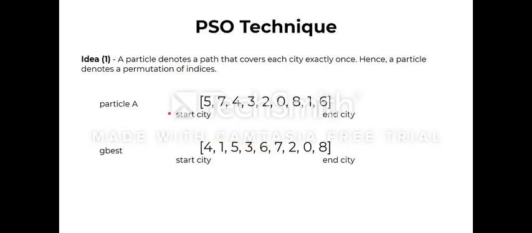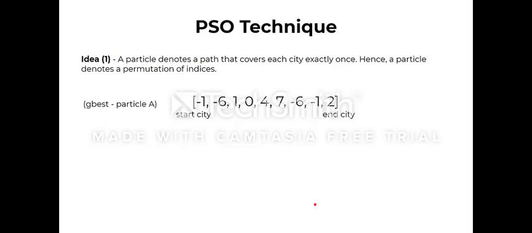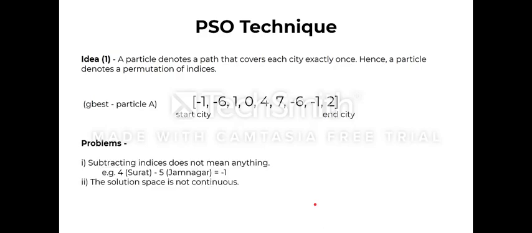Suppose this is some particle A and this is the global best particle, or the global best path, which has the minimum cost so far. Now in particle swarm optimization, we need to subtract these two vectors. After subtracting these two vectors, we get this quantity. But we do have some problems here. The first problem is that we are subtracting two cities, which doesn't mean anything. The second problem is that the solution space is not continuous. Hence, we cannot apply particle swarm optimization directly here.